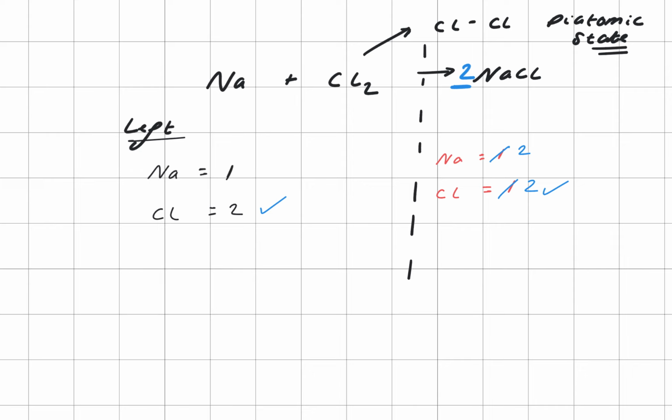But what is no longer balanced? Well, it's now the sodium. So now we need to deal with that. Very simply, we've got 1 on the left side, 2 on the right. So what we could do is add a 2 before the sodium, and that will make sure that this turns into 2 and everything is now balanced. So that's a very, very quick overview of how to balance equations.